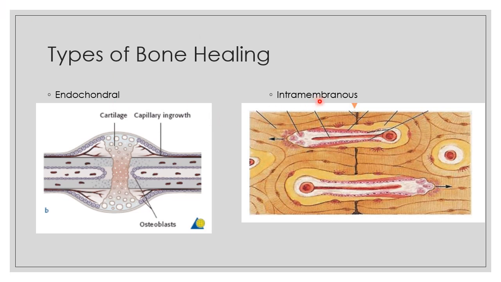So intramembranous, or direct bone formation without a cartilaginous intermediate, is called intramembranous ossification, or in other terms, primary bone healing. So basically, there's direct deposition of osteoid by cells of mesenchymal origin.